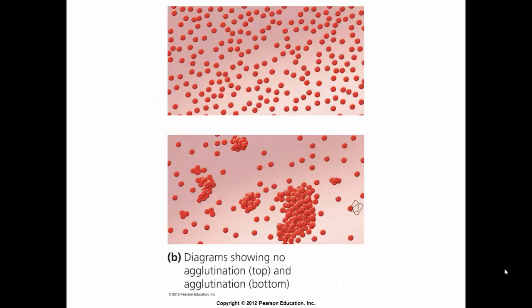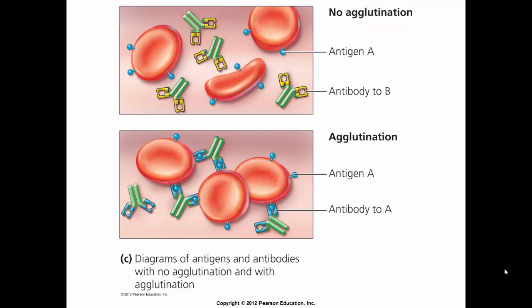And this just shows the different diagrams a little bit closer of agglutination, where at the top there's no agglutination of red blood cells, but at the bottom is where these red blood cells agglutinate or clump together, which can be damaging or even fatal. This shows an even closer diagram of the link up where no agglutination occurred.